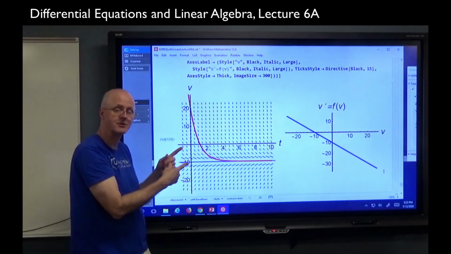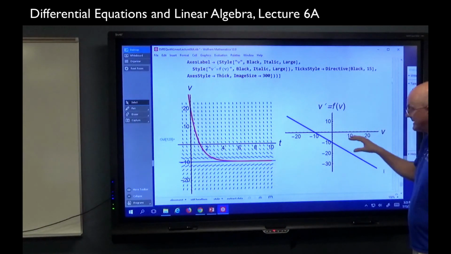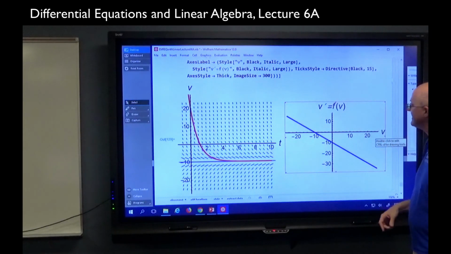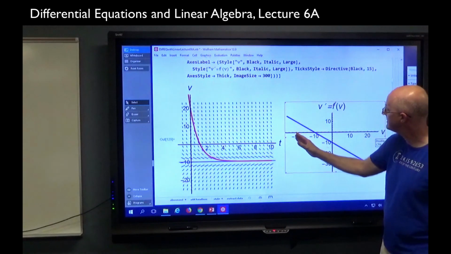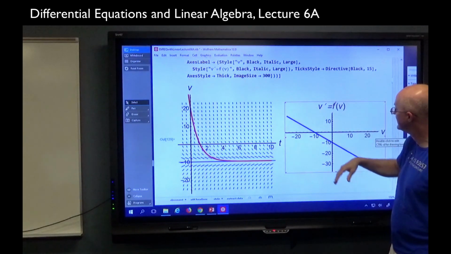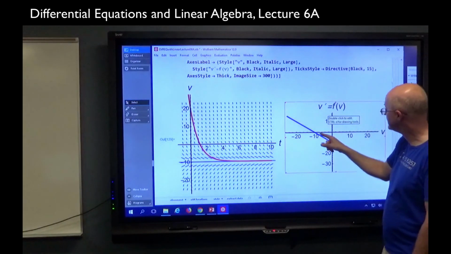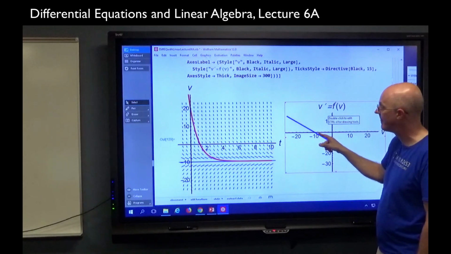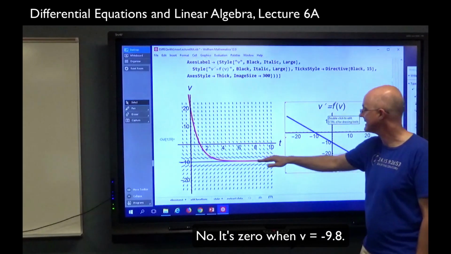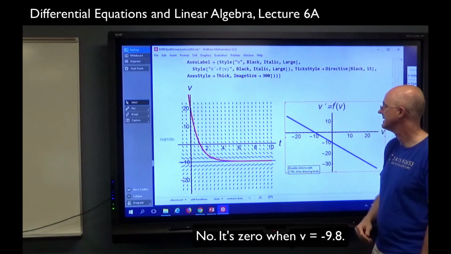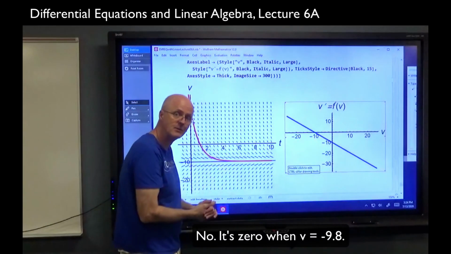I emphasized this in lecture 5a. For values of v where this is negative, and v is bigger than negative 9.8, the slope field has negative slopes. For values of v over here, this right-hand side function is positive, v prime is positive, solutions have positive slopes. And where this is 0, which is at v equals negative 9.8, there is an equilibrium solution. Horizontal line segments with the slope of 0 in the slope field. It's a stable equilibrium solution. Other solutions are approaching it as t goes to infinity.